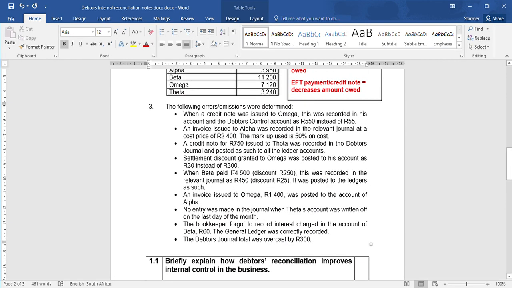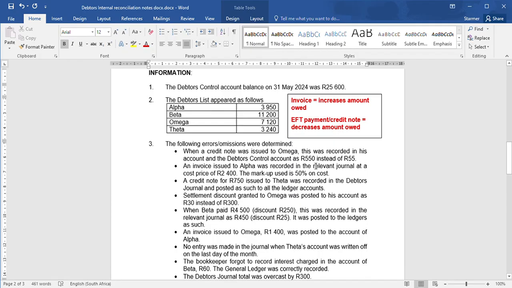Okay, the next one. A credit note for 750 issued to Theta was recorded in the debtors journal and posted as such to all ledger accounts. If you issue a credit note, it means he has returned.